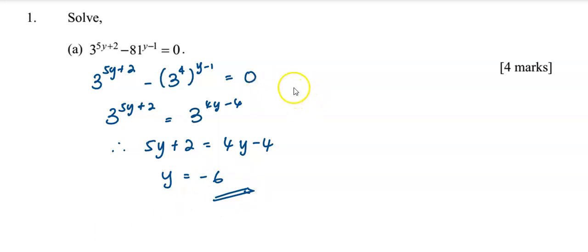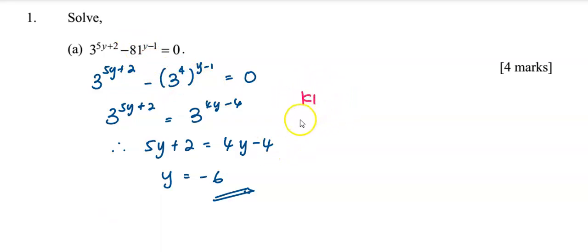Let's try to figure out how the marks go. I have a K1, that is the first mark for the step. The step of changing the base for the 81. The 81 changed to base 3. I got my first mark.